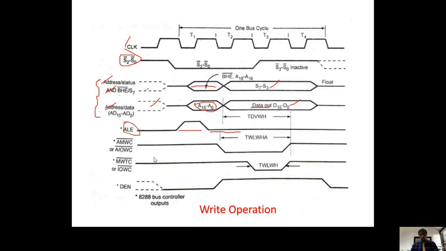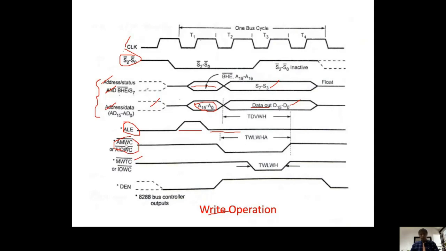Separate lines. Then for write operation, see, our aim is write. For write operation we have two write commands: memory write command and advanced memory write command, and likewise IO write command and advanced IO write command. We can use advanced or normal. Normal means memory write command bar, MWTC bar, or IO write command bar; advanced memory write command bar or advanced IO write command bar. We can use any one.